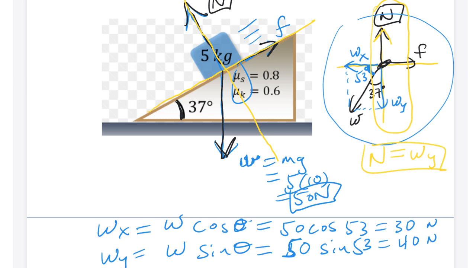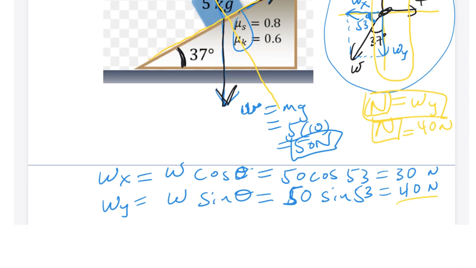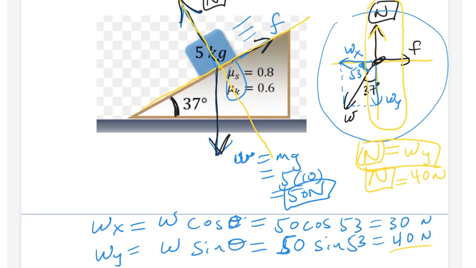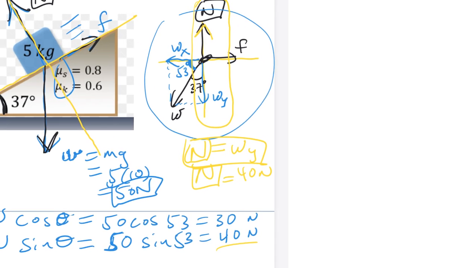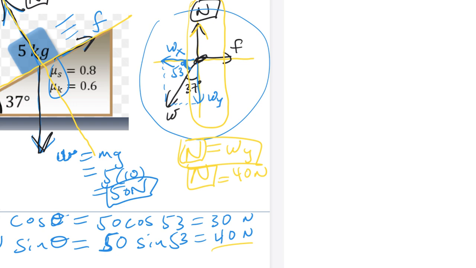So right there, the normal force is equal to Wy, which we already found is 40 newtons. 40 newtons. Okay, so now we have to find what the friction is. Let's continue over here.